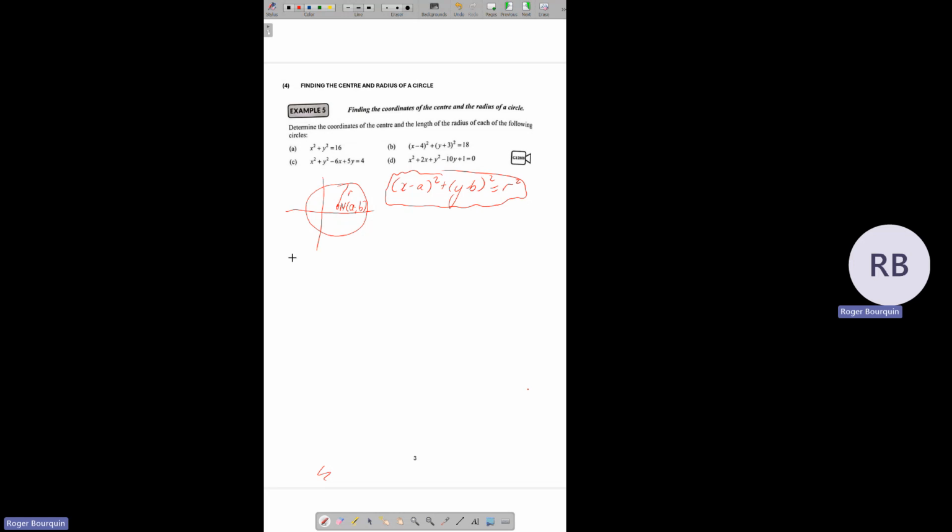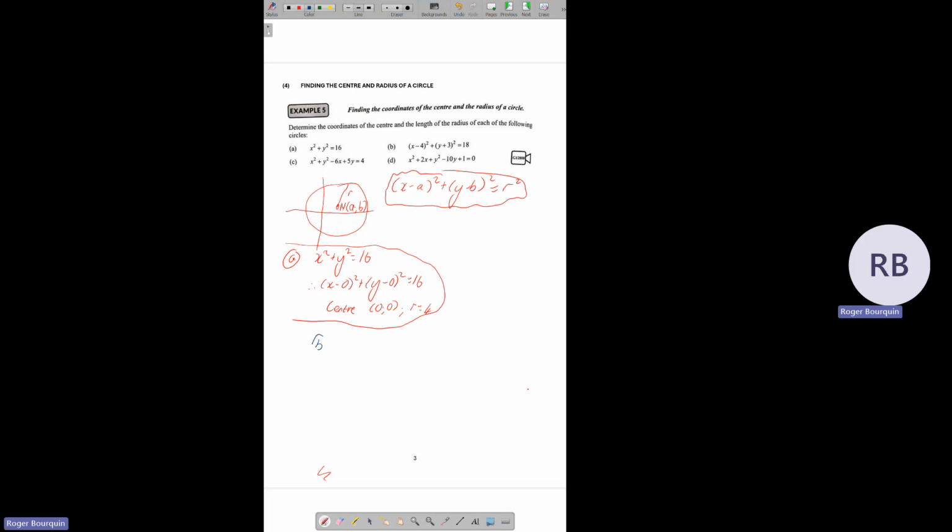Starting with a, you've got x squared plus y squared is equal to 16. Well, you should recognize that's an equation with center at the origin, but let's just say you forgot. It means (x minus 0) squared plus (y minus 0) squared is equal to 16. So your center is (0, 0), and your radius is equal to the square root of 16, which is equal to 4. So that one's pretty straightforward.